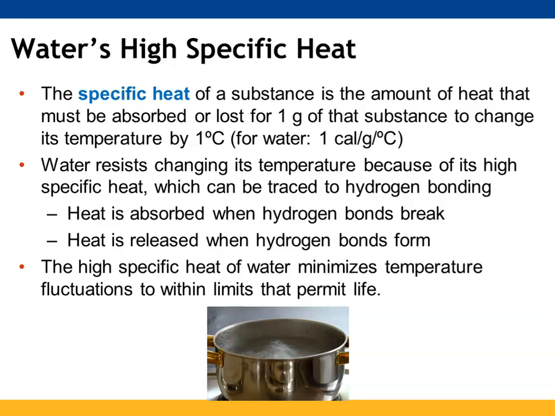Why is it such a large value? Why does it absorb so much heat or release so much heat before changing temperature? It's because you have to break the hydrogen bonds holding the water molecules together when heat is being absorbed. So some of the energy has to be used to break those connections before the temperature can change. You also have to form hydrogen bonds in order for heat to be released. So because of the hydrogen bonds that are present in water, you're going to have a much larger specific heat value because of the strength of those connections that has to be broken.